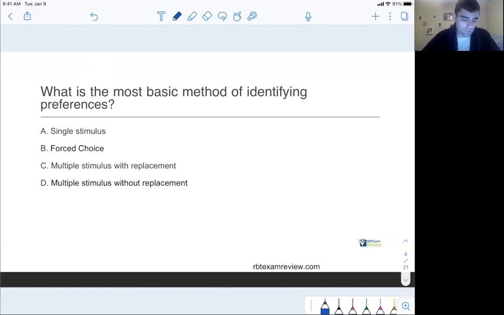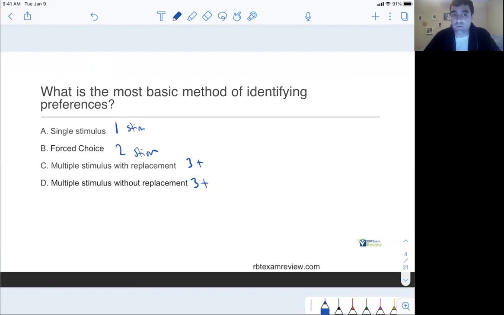So what are our options? We have single stimulus, which is one item, one stimulus. Forced choice, 2 stim. And then multiple stimulus with replacement is 3 plus. Multiple stimulus without, 3 plus. So the most basic method here would be single stimulus.